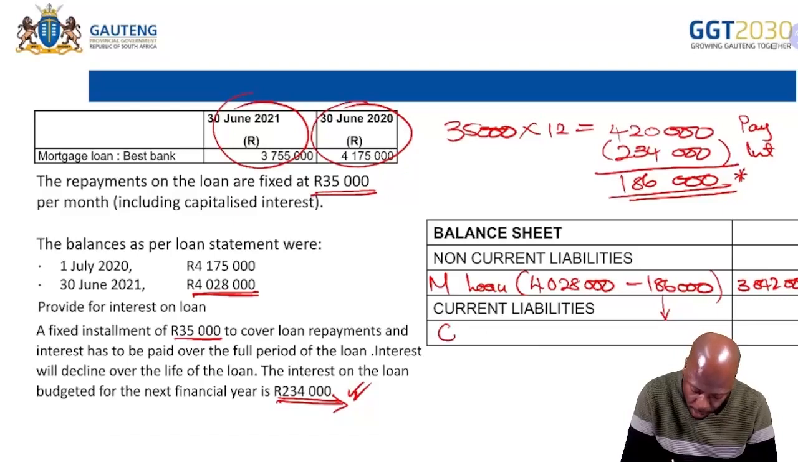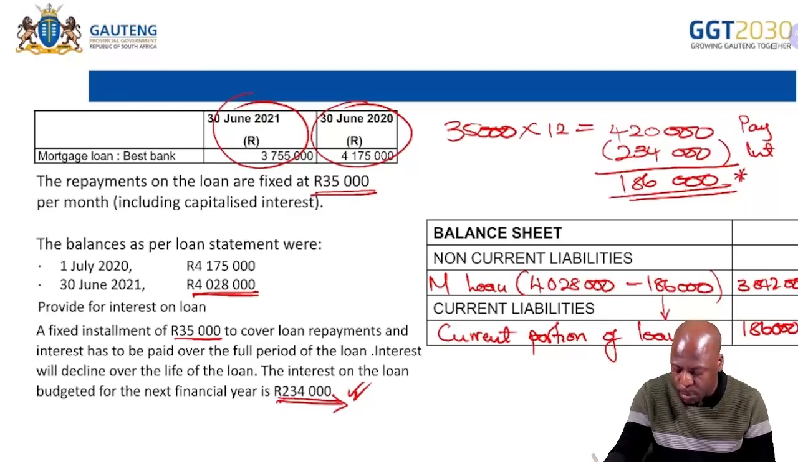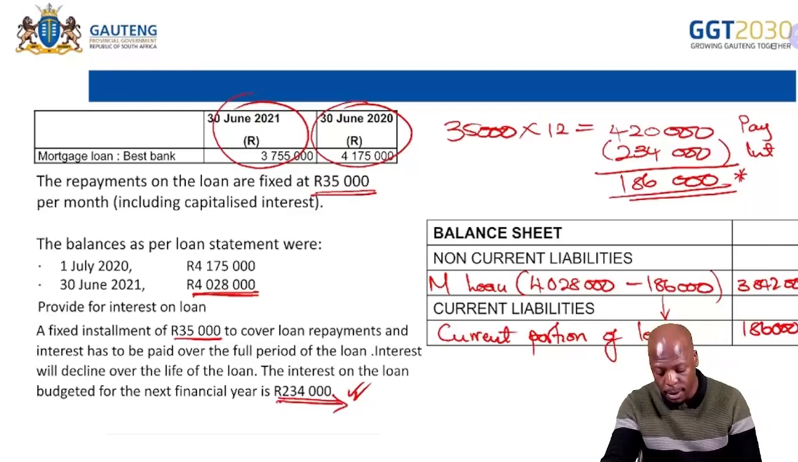But remember that this 186 must be brought down now to what? To my current portion of loan. It must come now to my current portion of loan, which is how much? 186,000. It comes to my current portion of loan, 186,000.